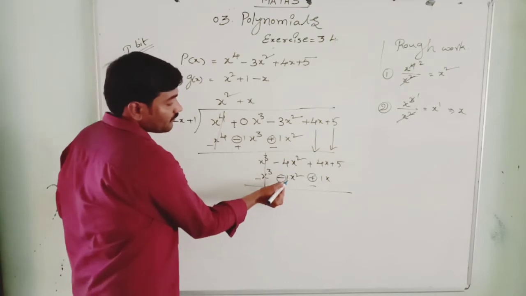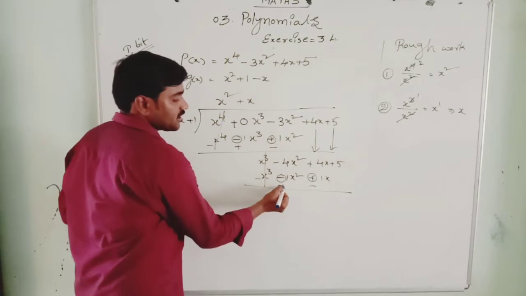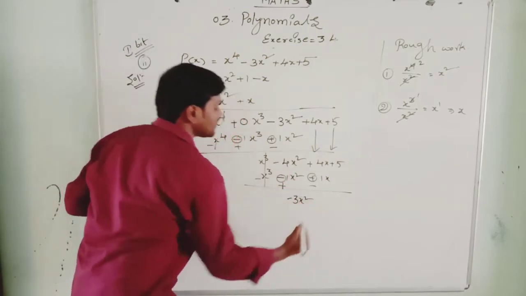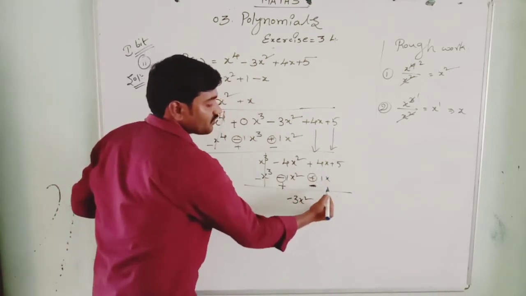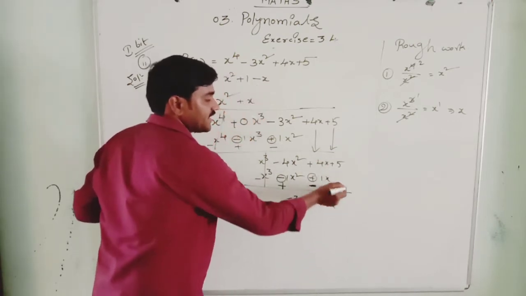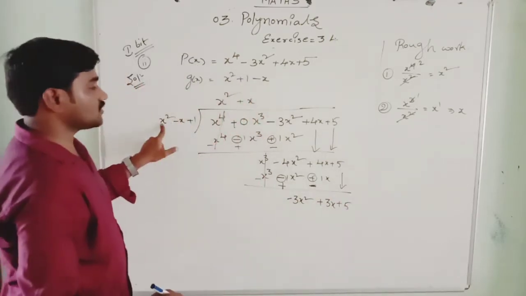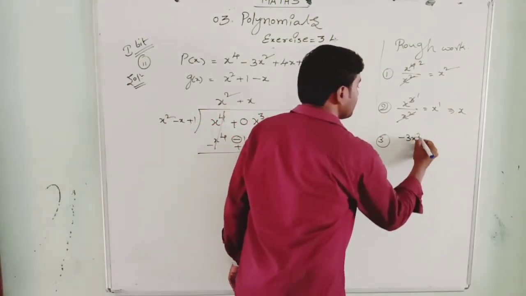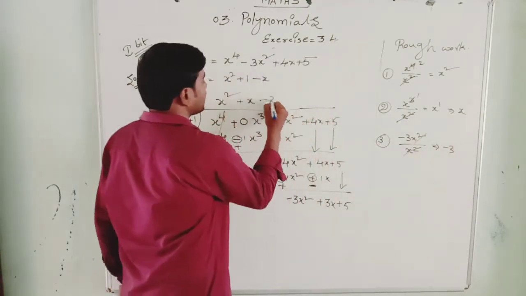Now here, 1x square minus 4x square is minus 3x square. Here 4x minus 1x is plus 3x. Then we bring plus 5 here. Again see here x square, here x square, we can do it again. The third one, minus 3x square, we have to divide by x square. X square gets cancelled, minus 3 is left, so we write here minus 3.